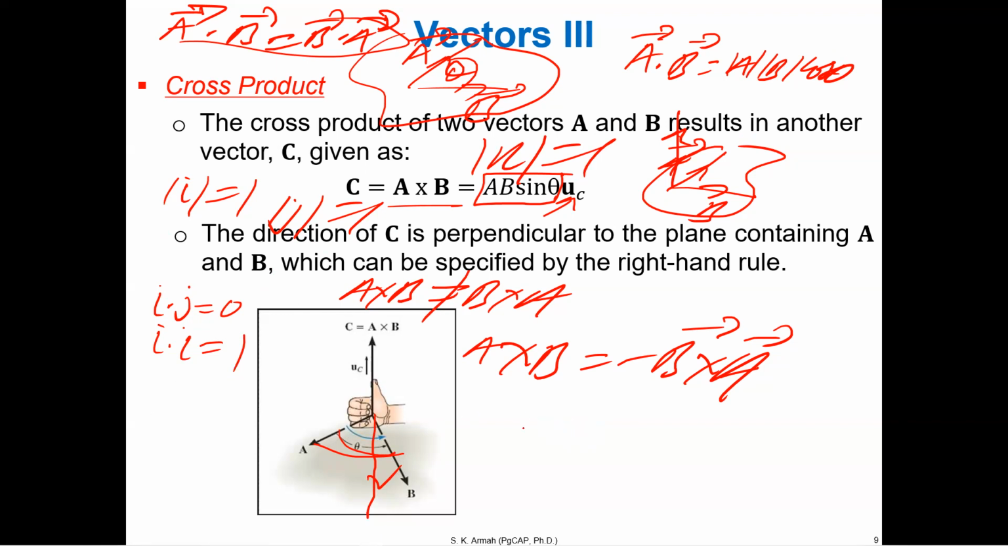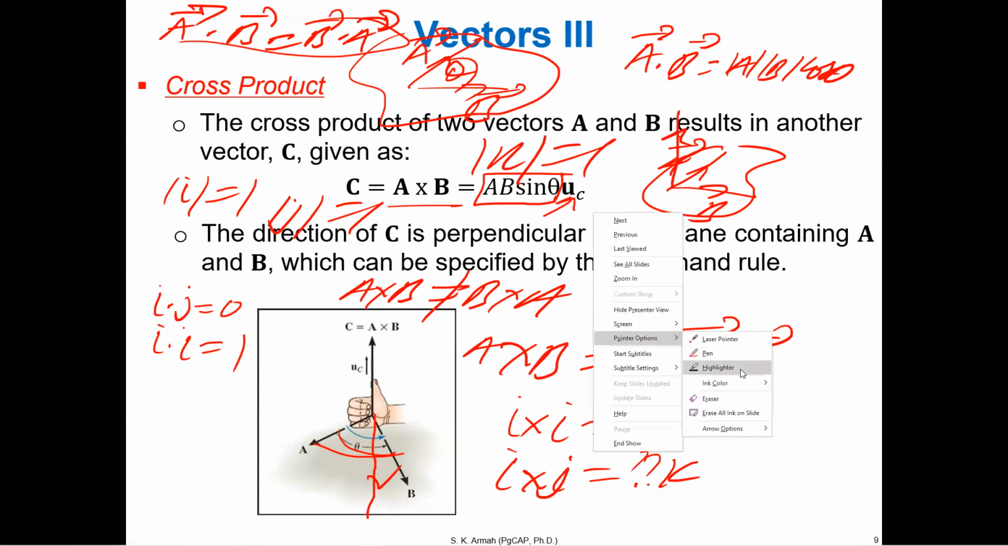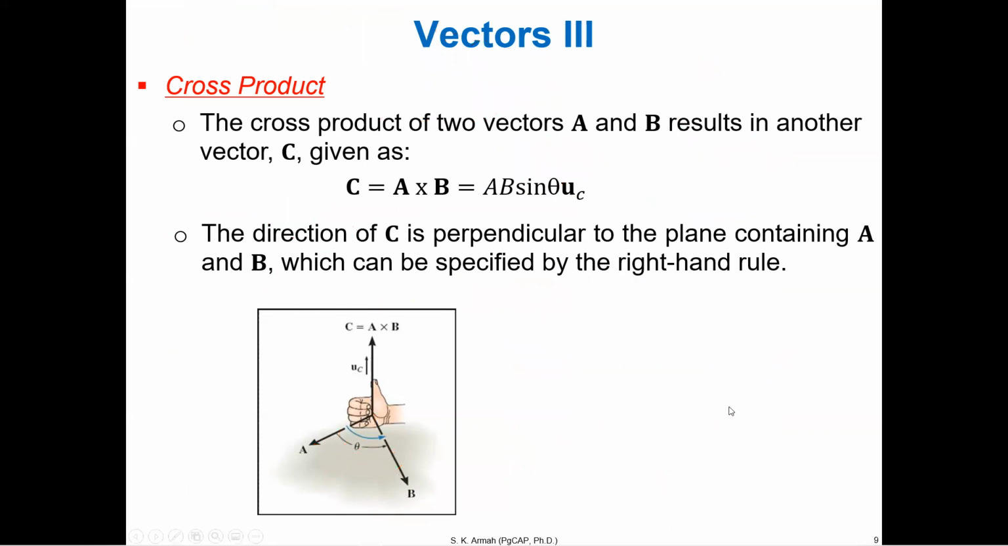But if you come to cross, i cross i, the angle between them is 0, so we are doing sine 0, and this is 0. But if you do i cross j, this is very important. You get k, but there is a plus or minus. You have to know which sign it is, and I want to explain that. You have to use the right hand rule.